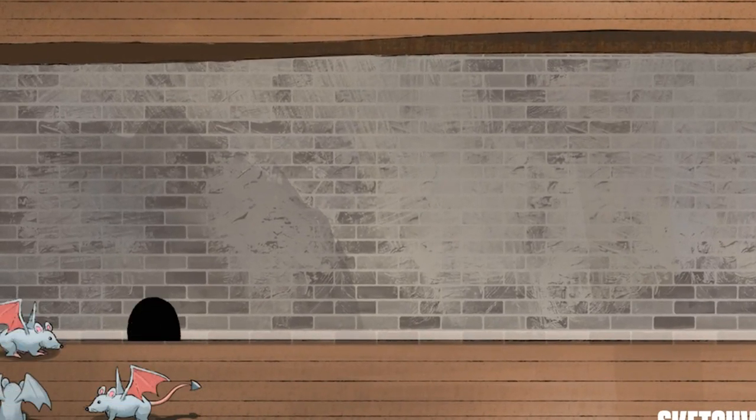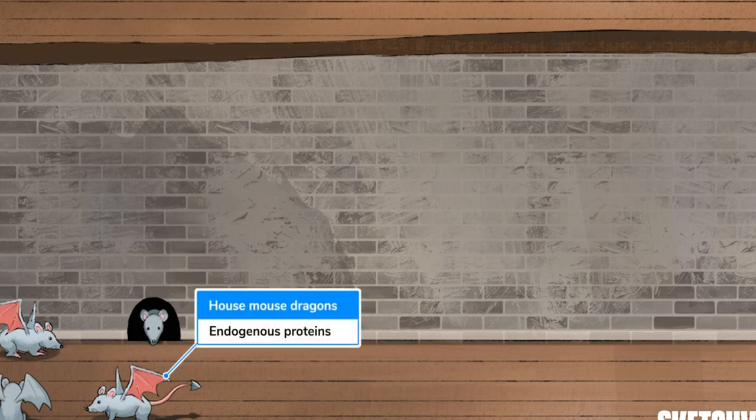So, it's kind of gross, but this bottom kitchen is infested by little mouse dragons that live inside the kitchen. That's not the gross part. The gross part is that they taste like chicken. Anyway, these pesky mouse dragons represent antigens that are found inside the cell. Once processed, these endogenous proteins are presented by MHC1 on the cell surface and provide a window into what is being produced inside the cell.